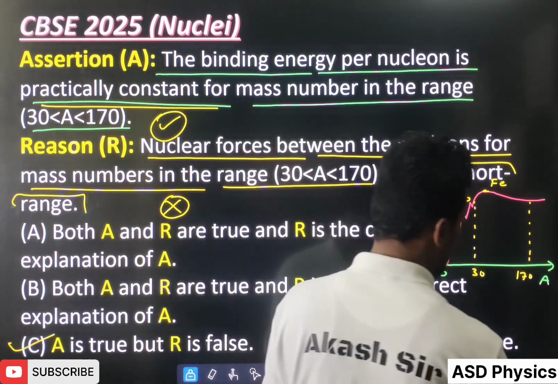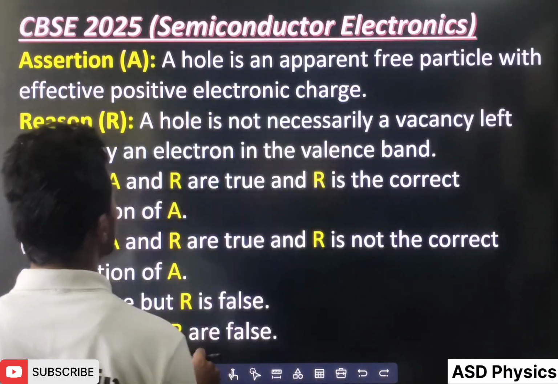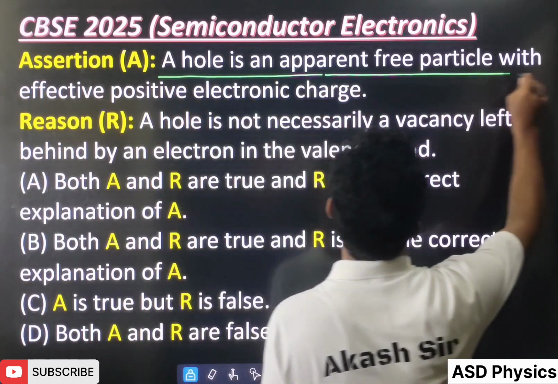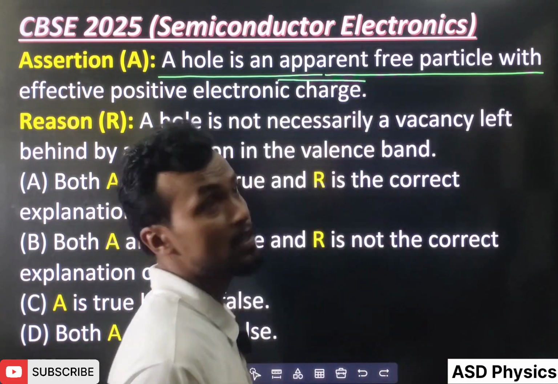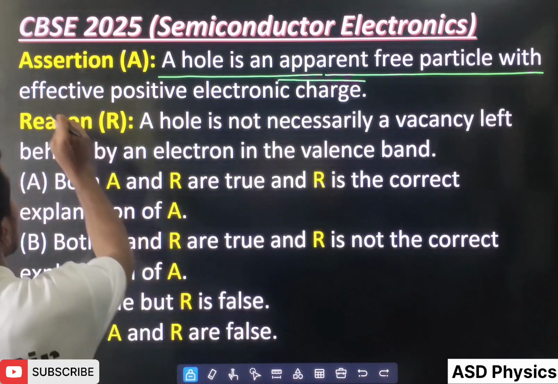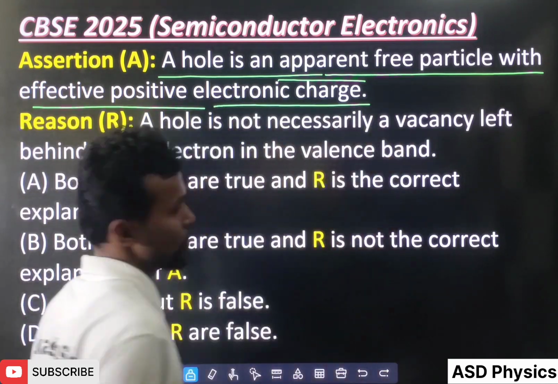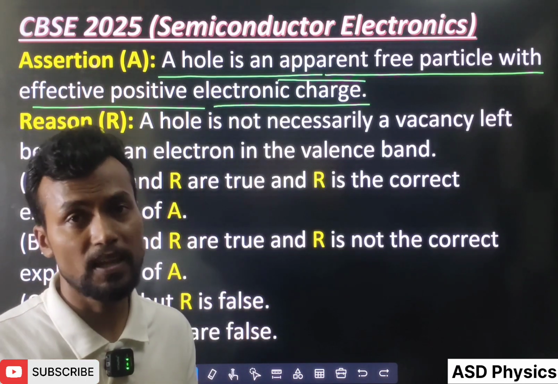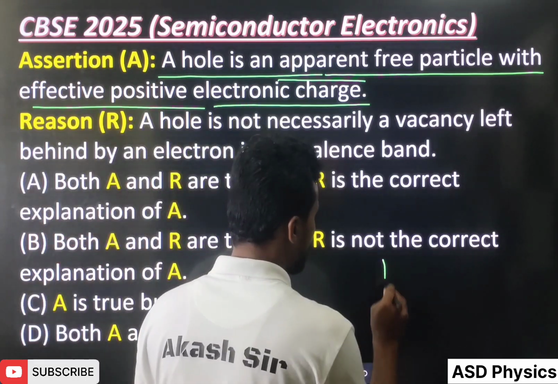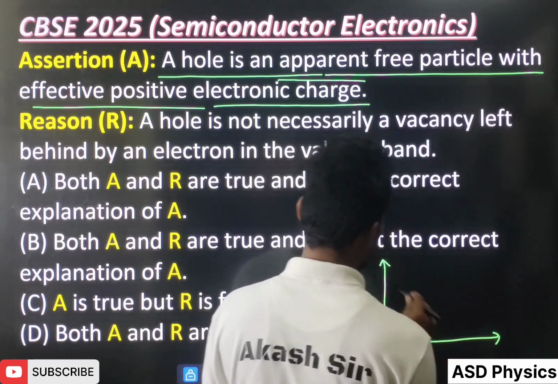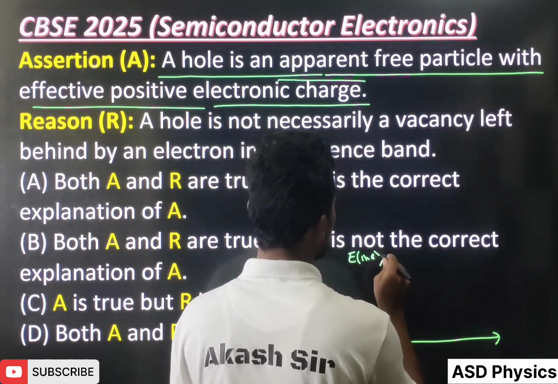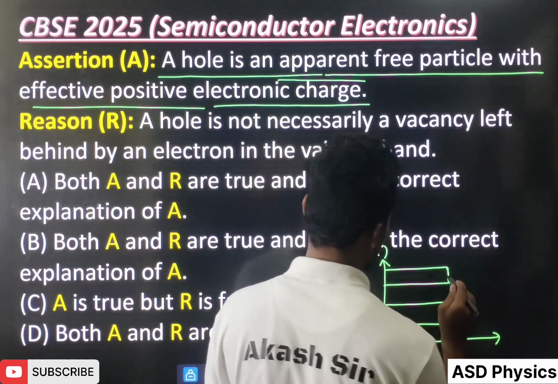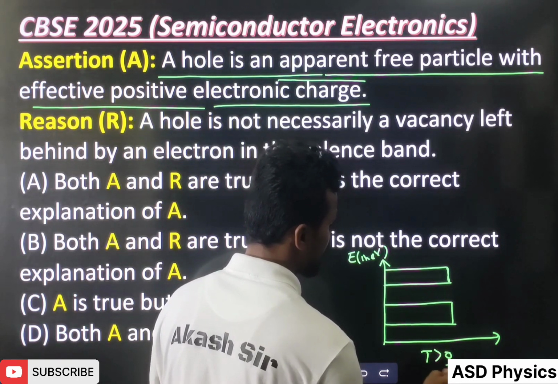Next one, students, this question is from semiconductors. See very well, a hole is an apparent free particle with effective positive electronic charge. Apparent means imaginary. Why? Because in a semiconductor two kinds of carriers are there, one is the electron, one is the hole. The electron is an actual particle, but the hole is an apparent particle. Even if we talk about the energy bands, normally I have taken an intrinsic semiconductor at T greater than 0 Kelvin.